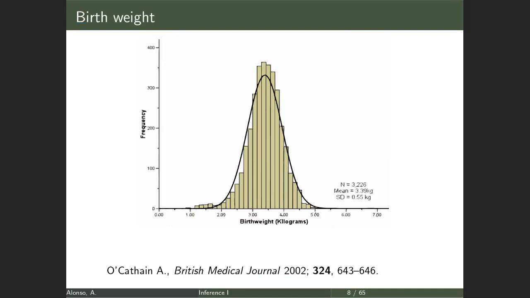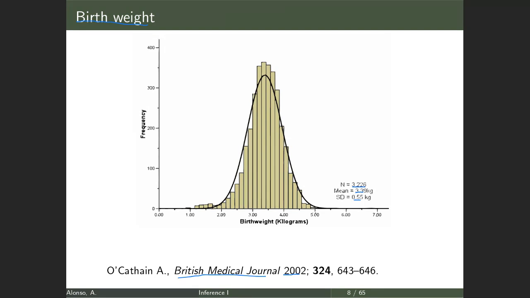Here you have another example. Now we are talking about birth weights. This is the birth weight of about 3,000 babies. The study was published in the British Medical Journal in 2002. The average was about 3.4 kilos with a standard deviation of 0.55.